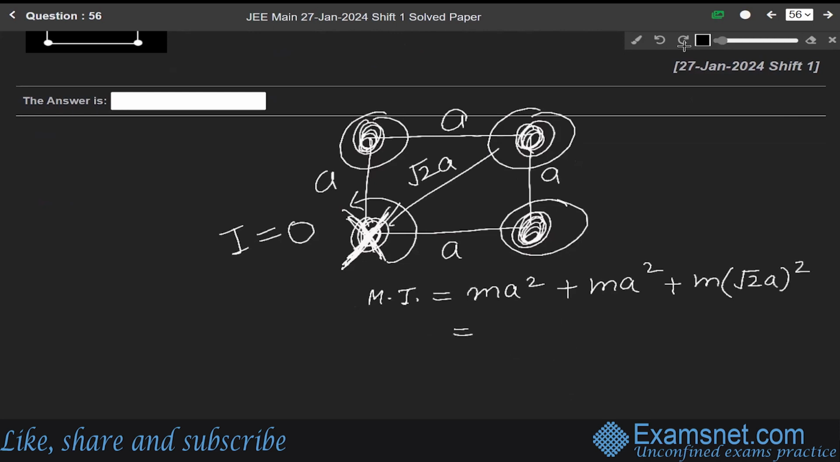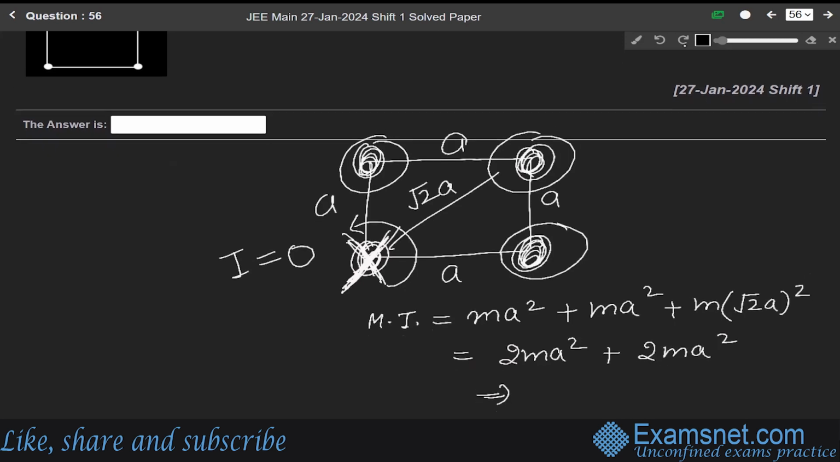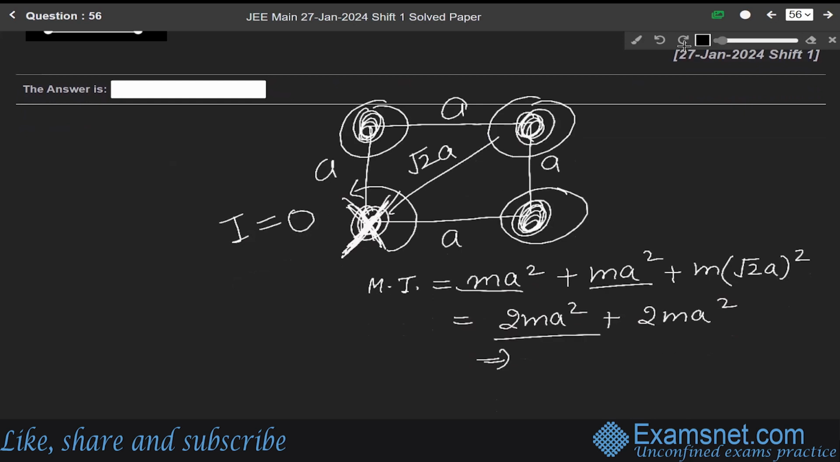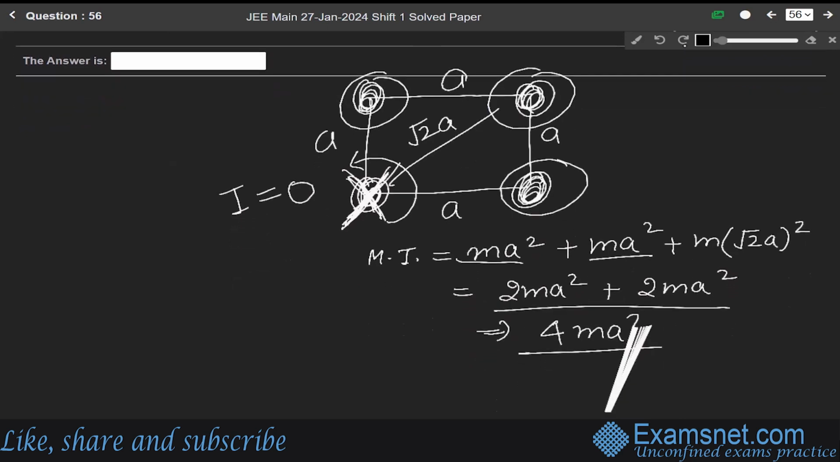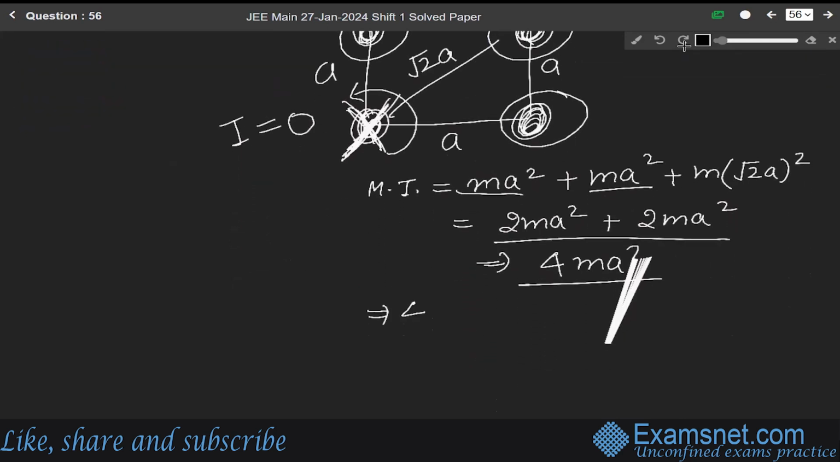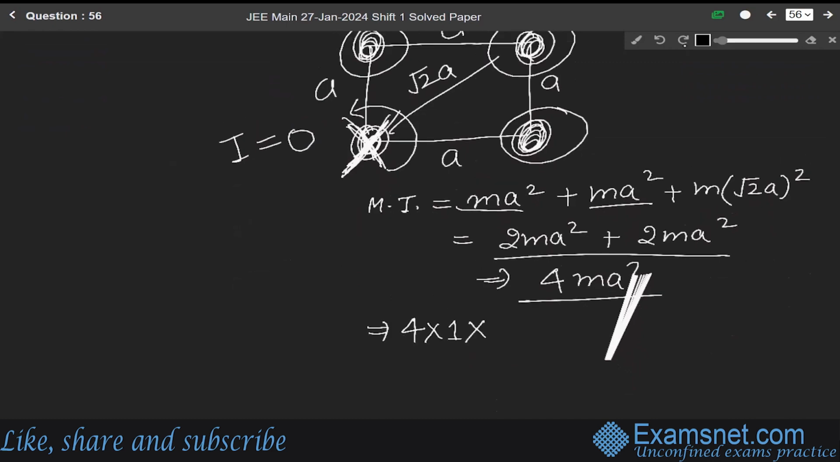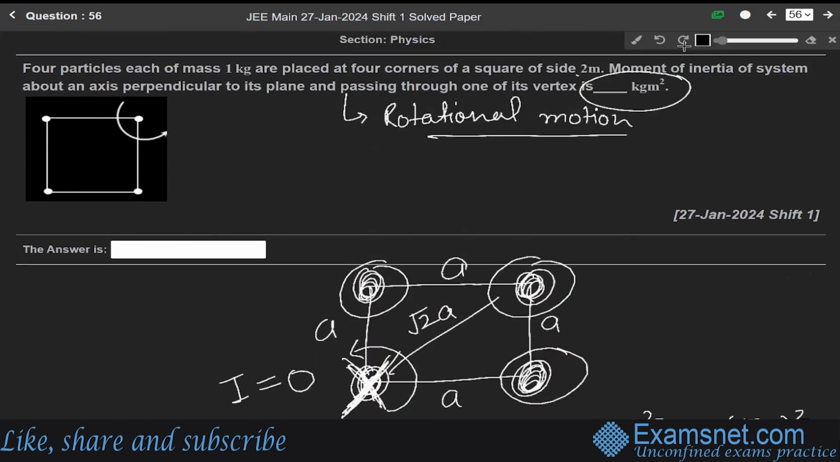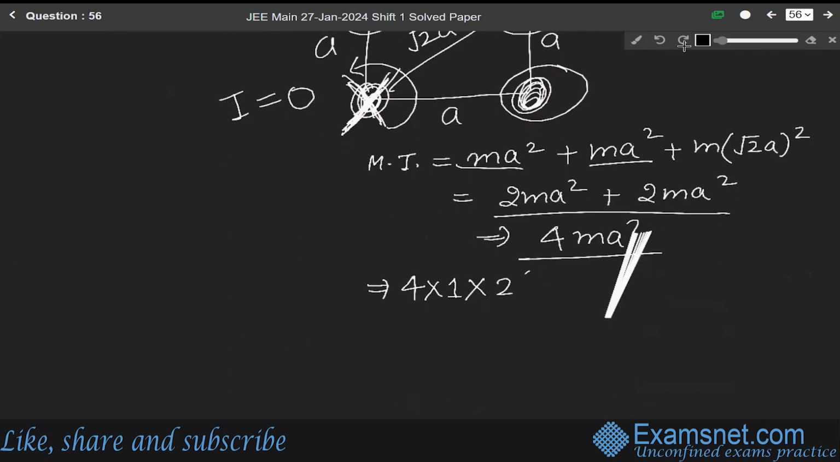So this will be equal to 2ma square plus 2ma square. So 2 plus 2, 4ma square. So it will be equal to 4, mass is 1, into a square. The side is given as 2 meter, so 2 square. So it will be equal to 16. The moment of inertia I is 16.